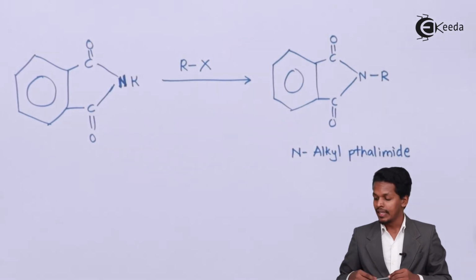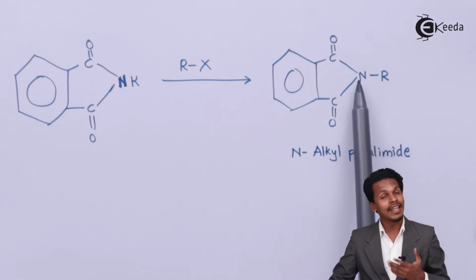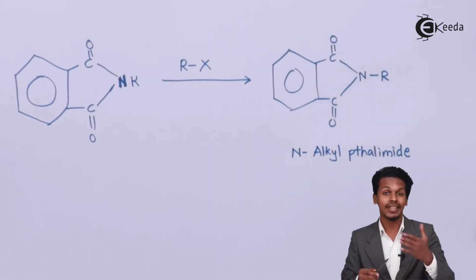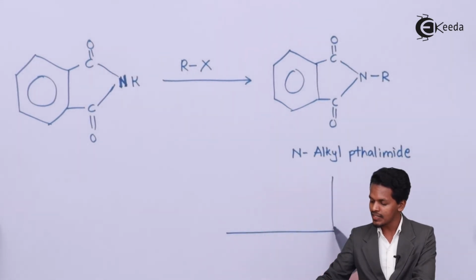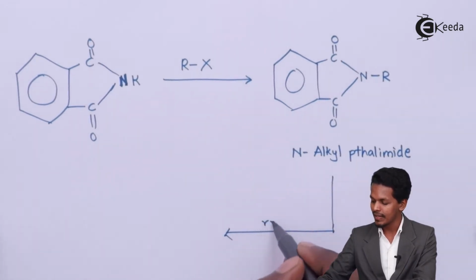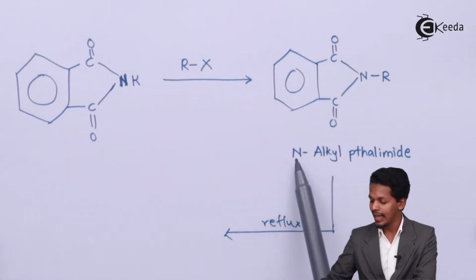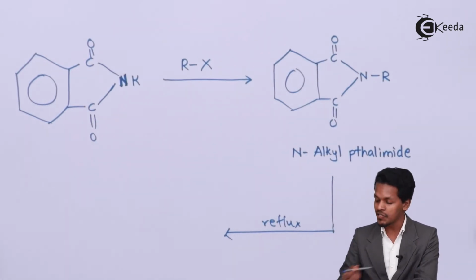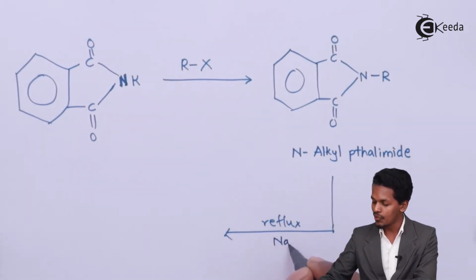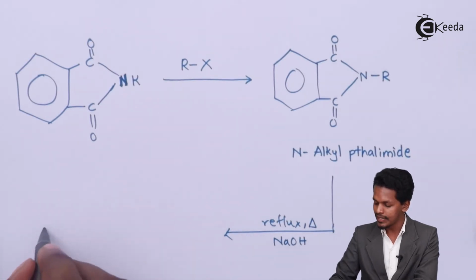For that we need an amine which consists of an alkyl group along with nitrogen, that is NH2. So we make the reaction proceed in such a manner that the product obtained in the second reaction, N-alkyl phthalimide, is refluxed in the presence of NaOH, because of which we obtain the main product, that is RNH2, which is a primary amine.